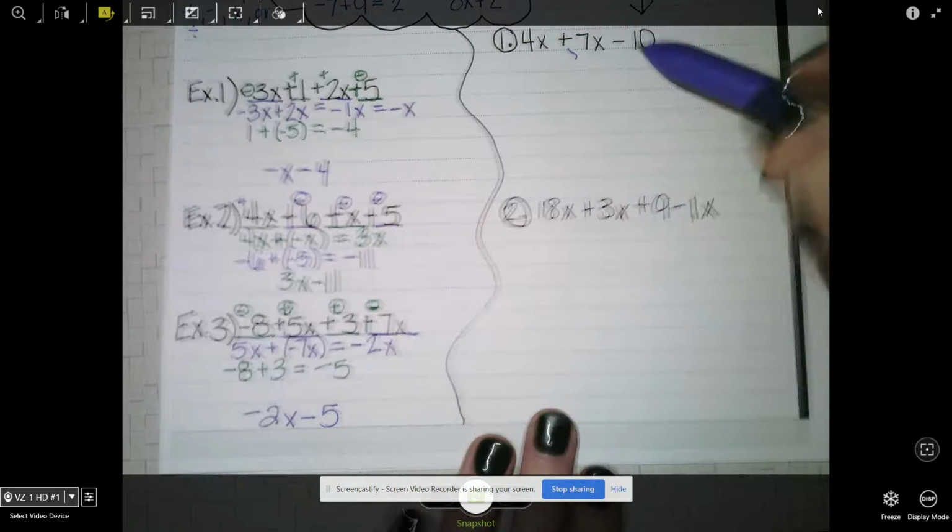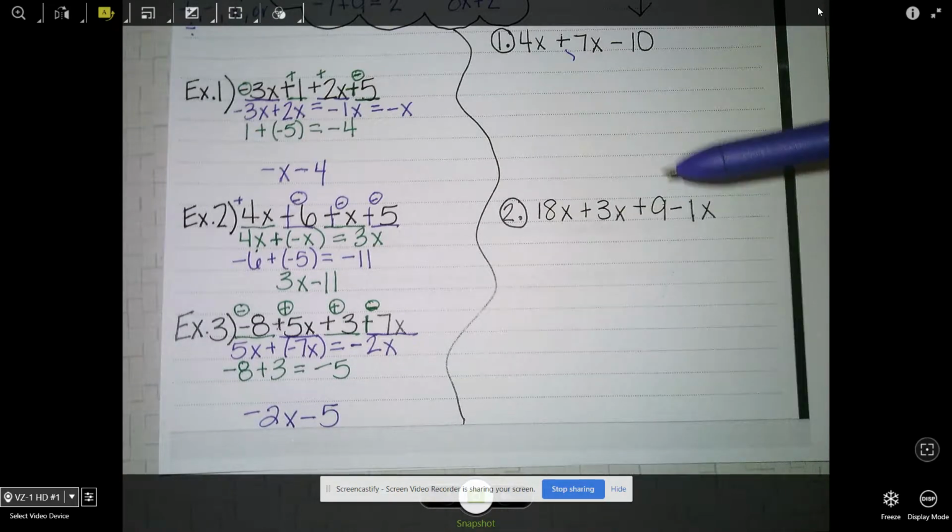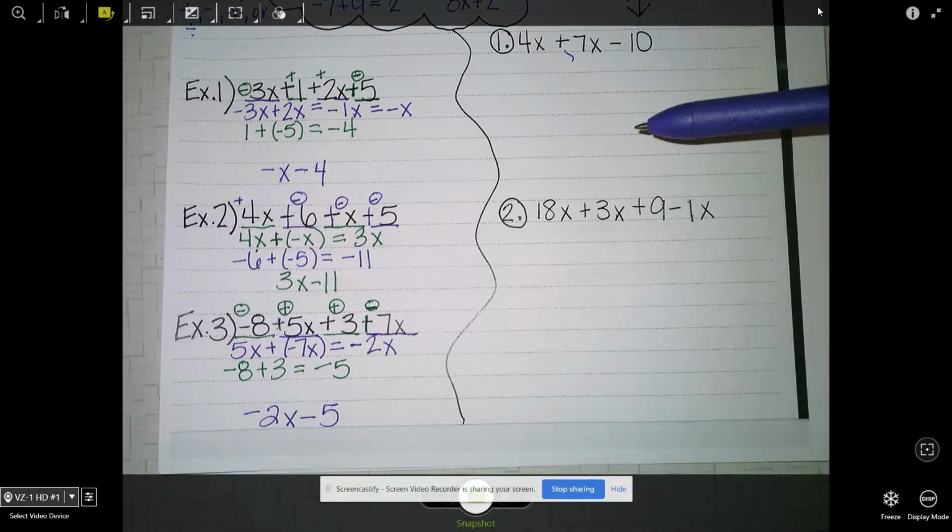Okay, that's it. So on this part right here, I want you to do it by yourself. And keep your notes out so that you can use these while you work through the worksheet.